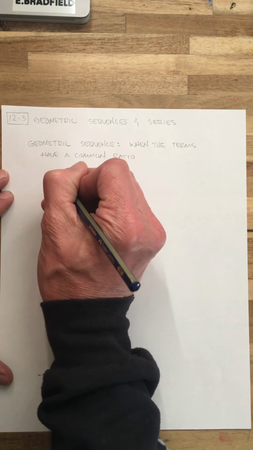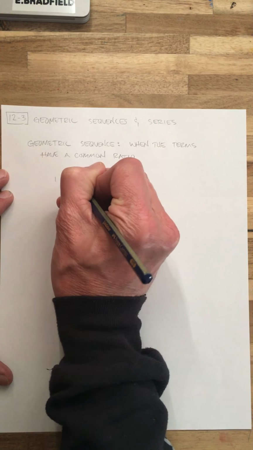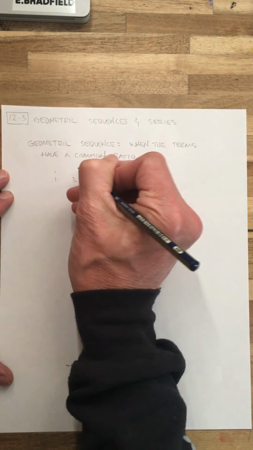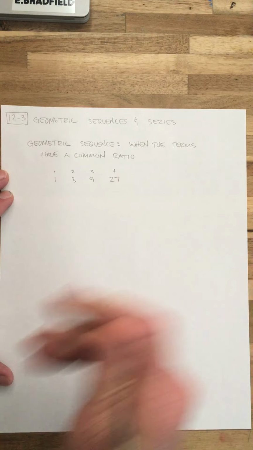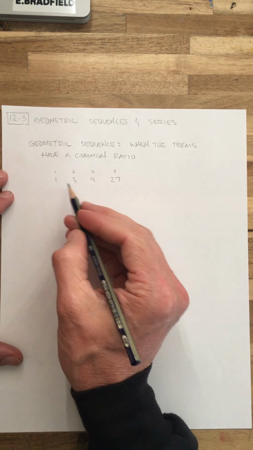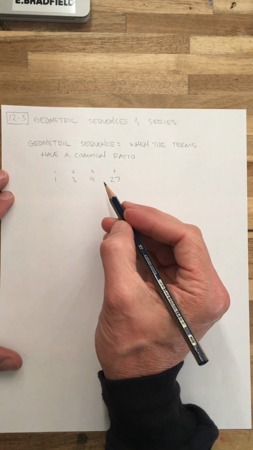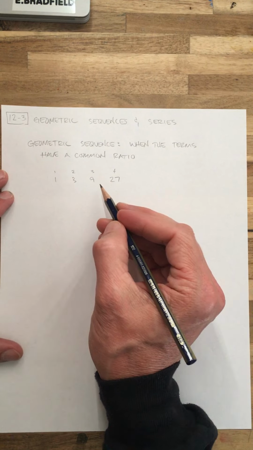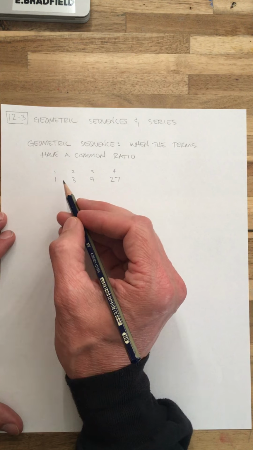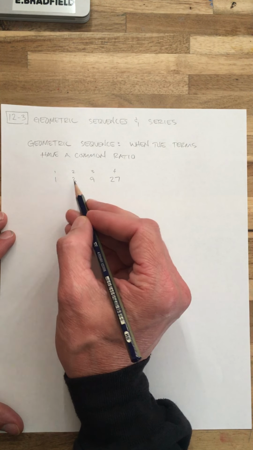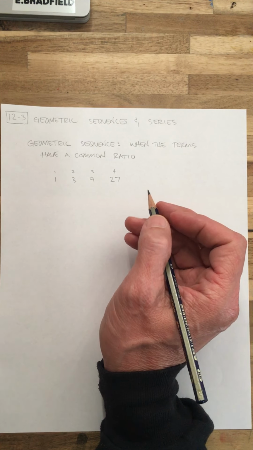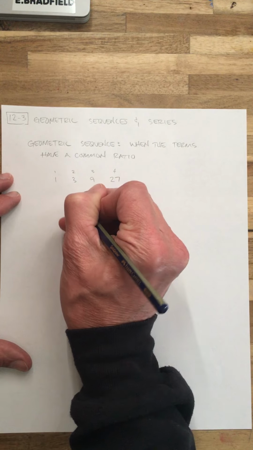So let's say we have the terms of a sequence that are 1, 3, 9, 27. Here's our first term, second term, third term, fourth term. The space between 1 and 3 is 2, but the space between 3 and 9 is 6. So obviously this is not arithmetic. It doesn't have a common difference. So you should check to see if they're geometric. 1 times what gives you 3? 1 times 3. 3 times 3 gives you 9. 9 times 3 gives you 27.